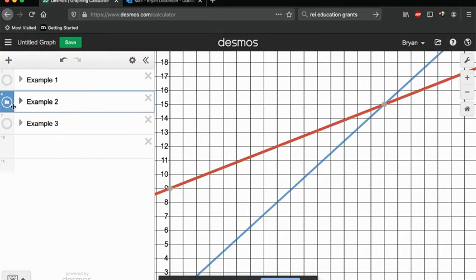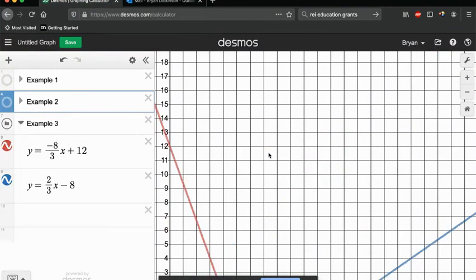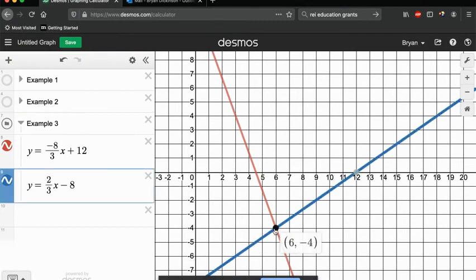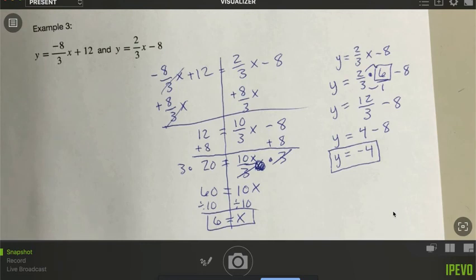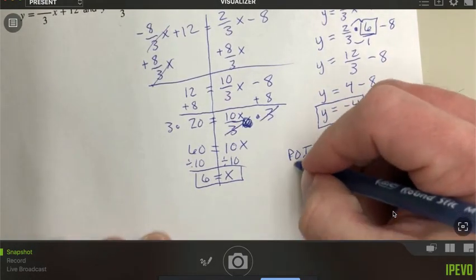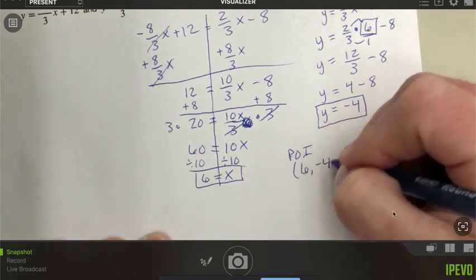Let's go check the graph. So here are my original equations. Sure enough, check it out. 6, negative 4, that's where they cross, so I know I'm good to go. And if you had checked the other equation, you would have gotten that same thing, that negative 4. So my final answer for the point of intersection is (6, -4).